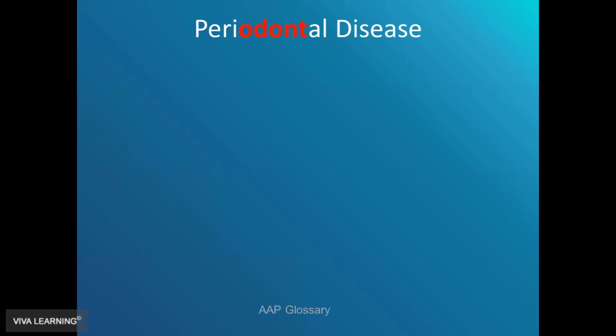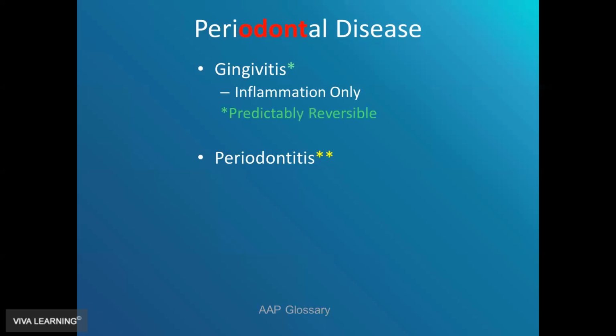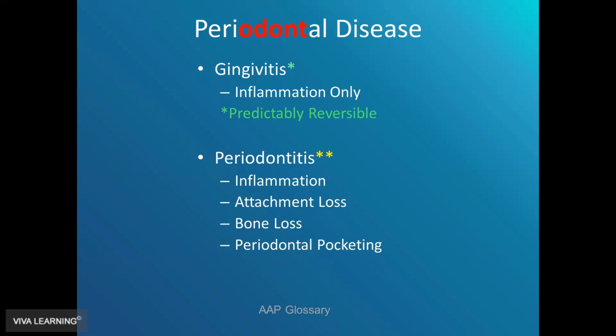So first up, some definitions. Periodontal disease. We turn to the American Academy of Periodontology glossary, and we have the usual suspects, gingivitis and periodontitis. Gingivitis is inflammation of the gingiva only, and it is predictably reversible, and that's good. Periodontitis is characterized by the same inflammation, but also attachment loss, bone loss, and periodontal pocketing. Unfortunately, it's not predictably reversible.